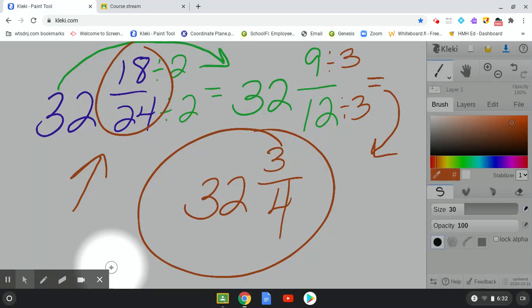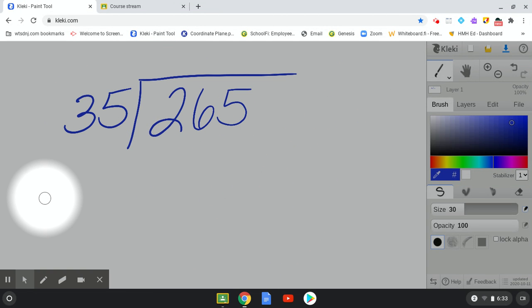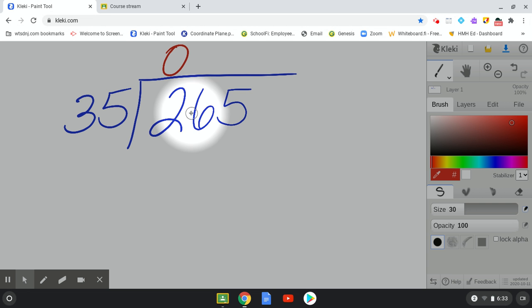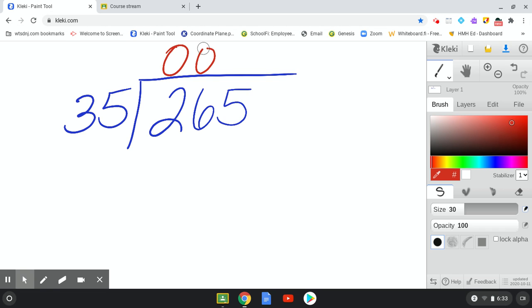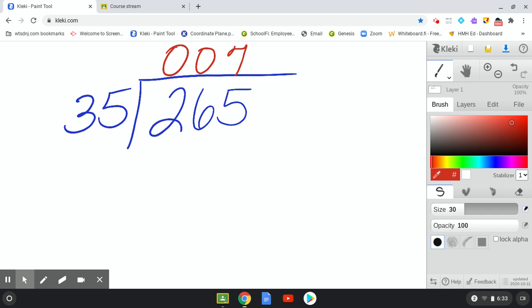All right, let's try another one. Okay, 35 does not go into 2. It goes into 2 0 times, so I'm putting my 0 for a placeholder. 35 does not go into 26, so I'm going to put 0 as a placeholder. So now I'm looking at 35 going into 265. Well, it goes in 7 times, and 35 times 7 gives me 245.